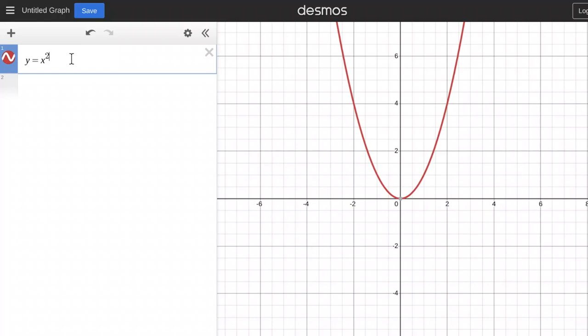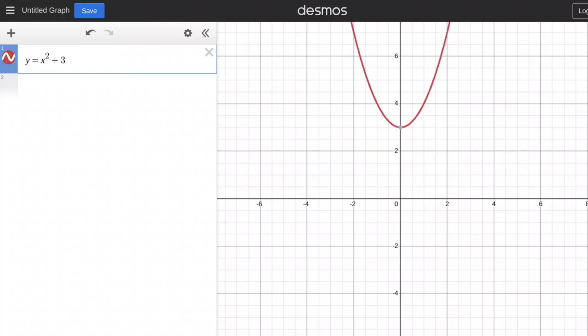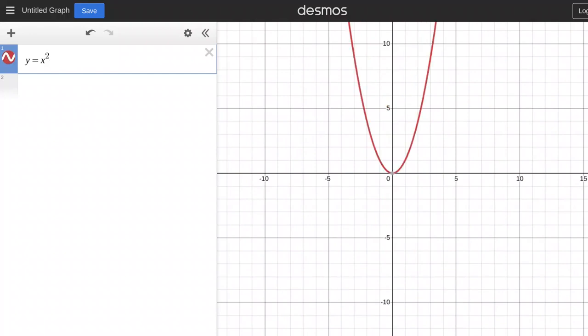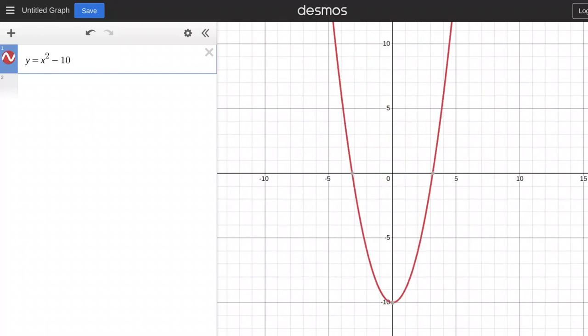So ready? So I'm going to start by adding 3. Notice how the graph changed. I'm going to add a 5. Again, notice how the graph changed. And I can even zoom out more so you can see it. And then let's do one more. I'm going to do subtracting a 10. And again, notice how the graph changed. Do you see what putting a constant here does to the graph?